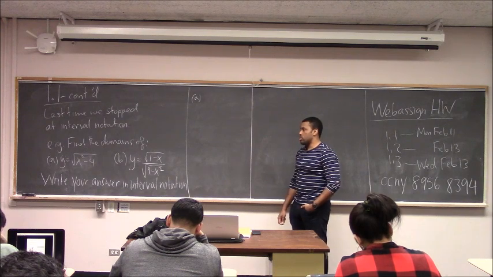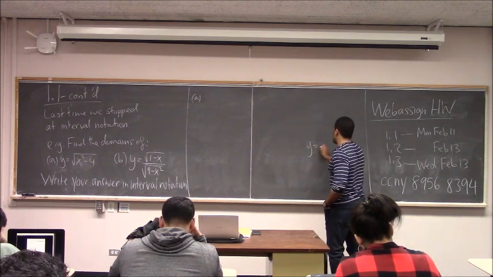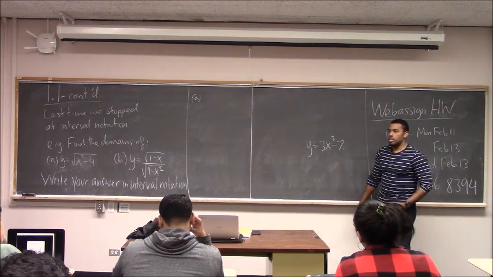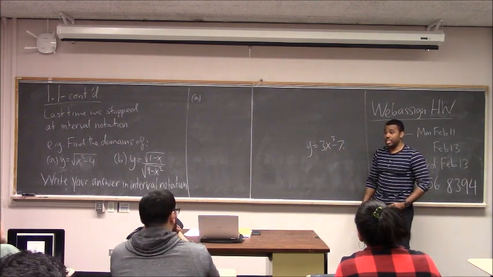Is that what you always do? I mean, if I asked you to find the domain of this, like 3x cubed minus 7, what would you say? Set it equal to 0. You would set it equal to 0?